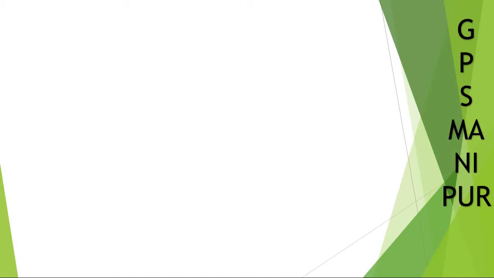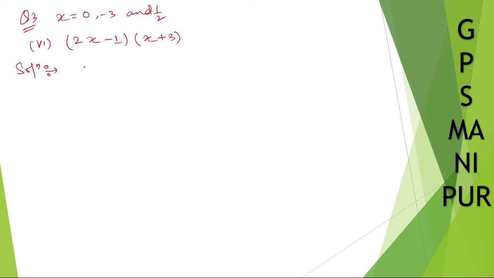Now we are doing question number 3, Roman number 6. The points given are 0, minus 3 and 1 by 2. These are the points given. We have Roman number 6: 2x minus 1 and x plus 3. Similar to the previous question, Roman number 5, P of x is equal to (2x minus 1)(x plus 3).